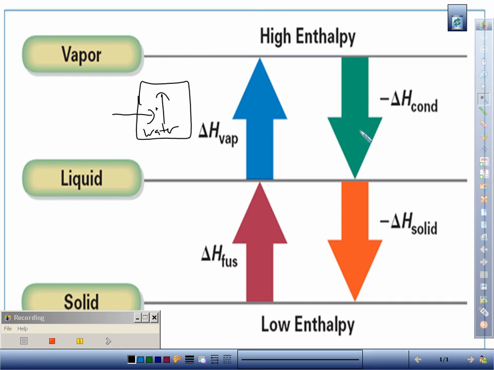All right? And let's say I have some liquid water and I want to freeze it, well, what do I have to do? I have to take energy out. I have to remove energy, and so that's exothermic.